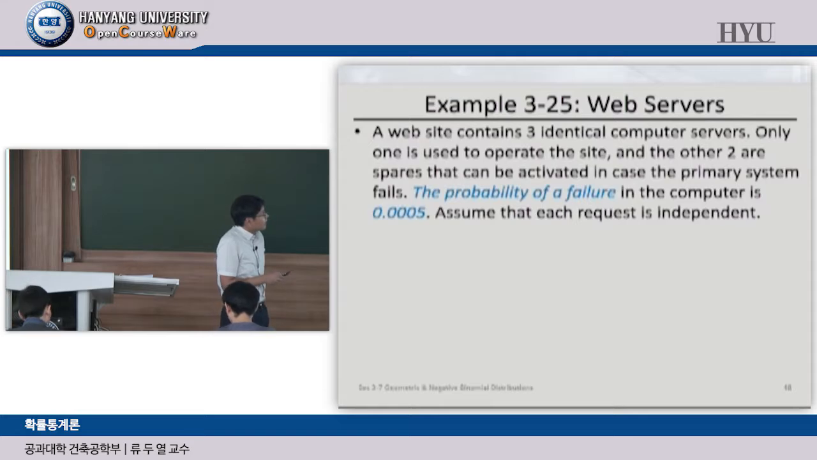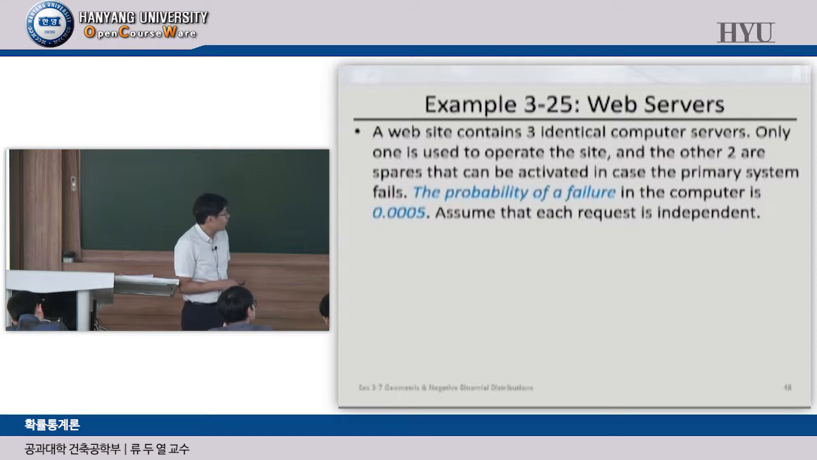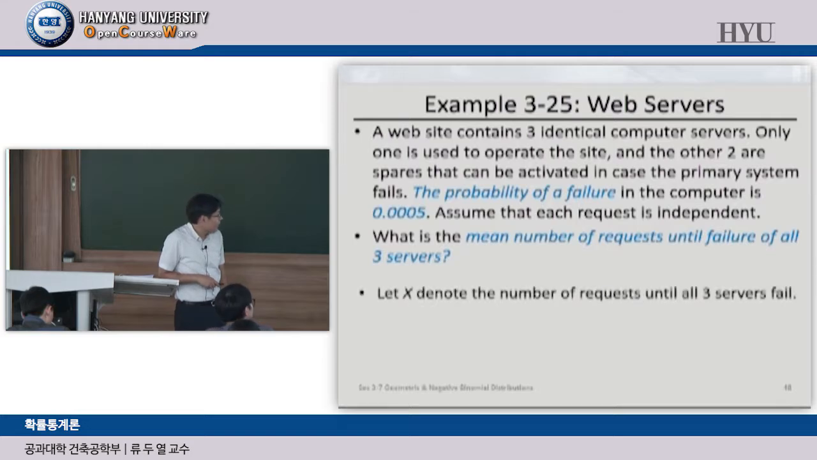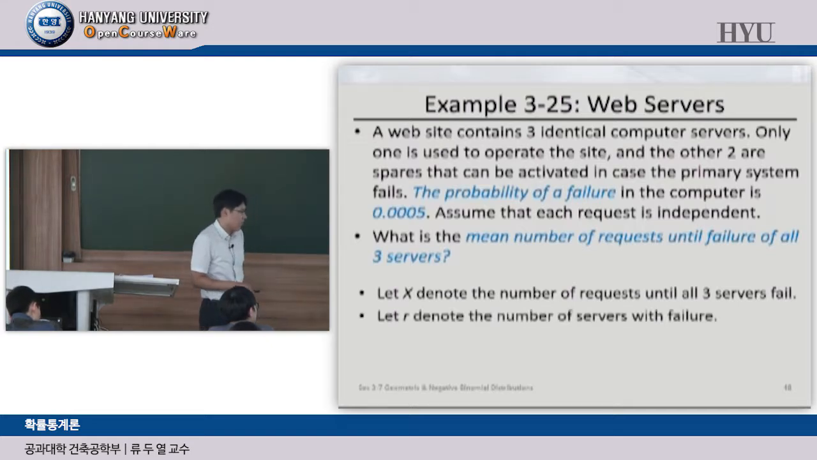A website contains 3 identical computer servers, and only one is used to operate the site, and the other 2 are spares that can be activated in case the primary system fails. The probability of a failure in the computer is 0.0005, and assume that each request is independent. So what is the mean number of requests until failure of all 3 servers? Let x denote the number of requests until all 3 servers fail, and let r denote the number of servers with failure.